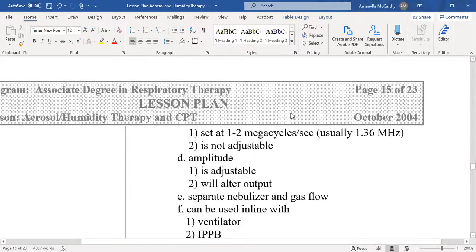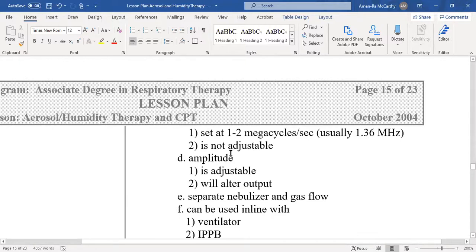Continue on, still talking about it. It's set at 1 to 2 megacycles a second, so usually about 1.36 megahertz. And that is not adjustable. You can't adjust that. The FCC does that. On the back of it, there will be an FCC stamp telling you what megahertz it's going to run at. That's as fast as it's going to let you do it.